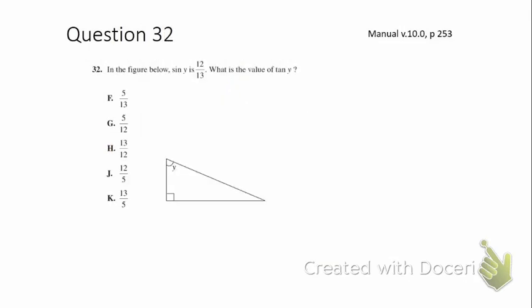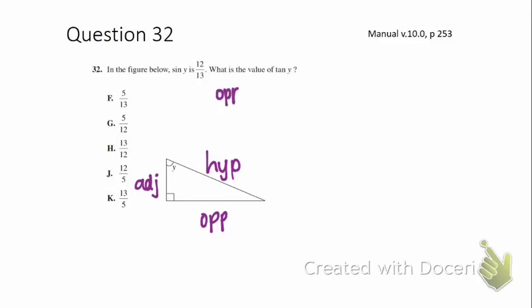In the figure below, sine of y is 12 over 13. What is the value of tangent of y? So this is nice because they're only giving us one angle to look at. So I can go ahead and label my sides, right? There's y, this would be the hypotenuse, this is opposite, and this is adjacent. Okay, so they're telling me that the sine is 12 over 13.